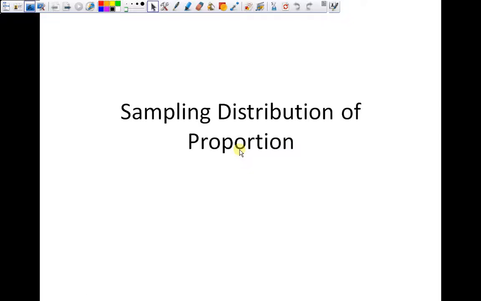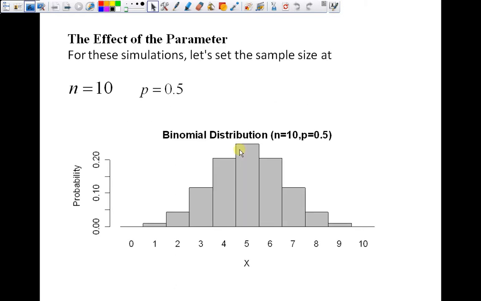We're going to talk a little bit about the sampling distribution of a proportion, the sample proportion. First we're going to take a look at some graphs or some histograms. We're looking at the binomial distribution, which, remember, we have an N and a P. N represents the number of trials, and P equals the probability of success. In other words, we had a constant probability of success.